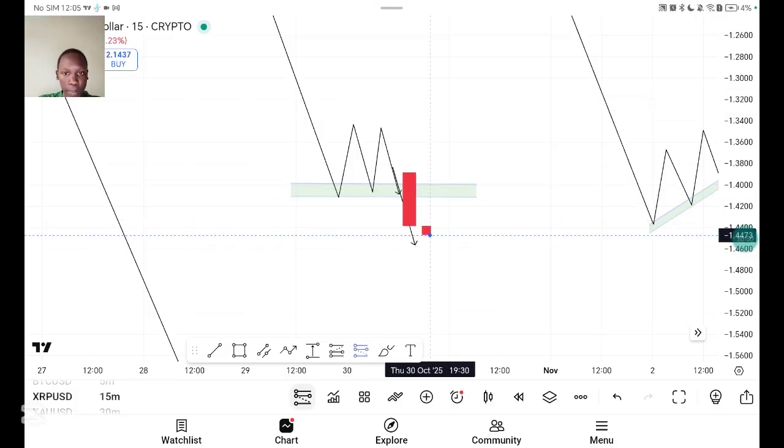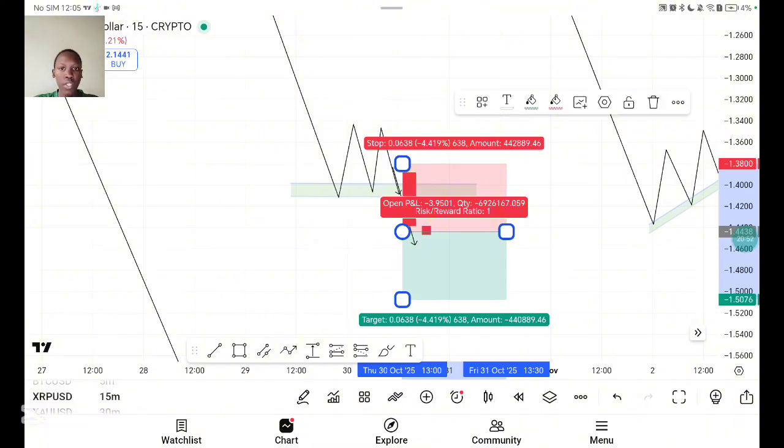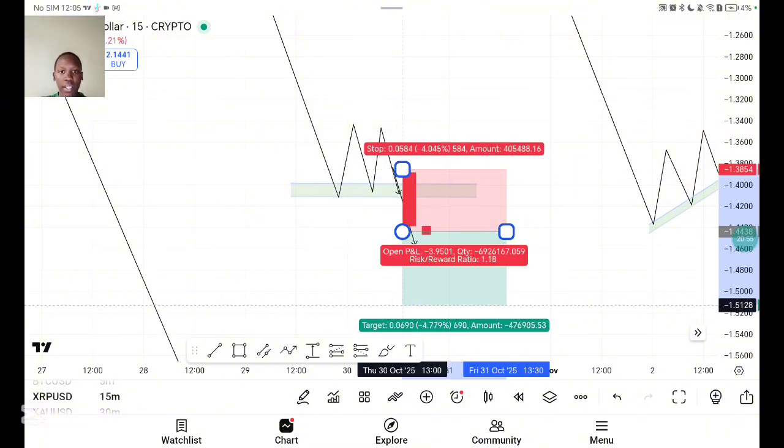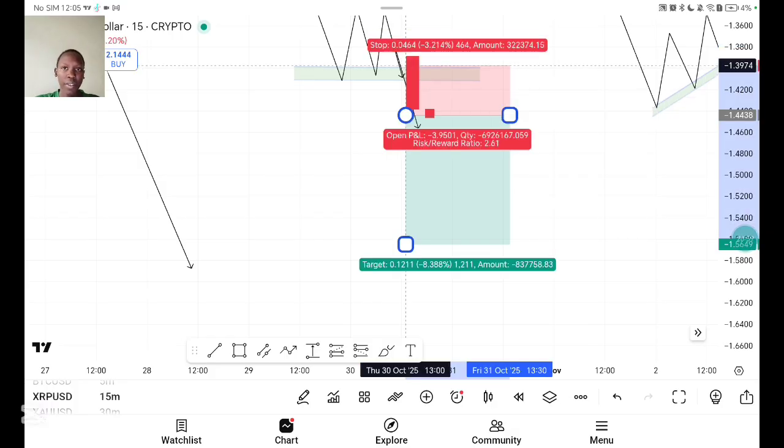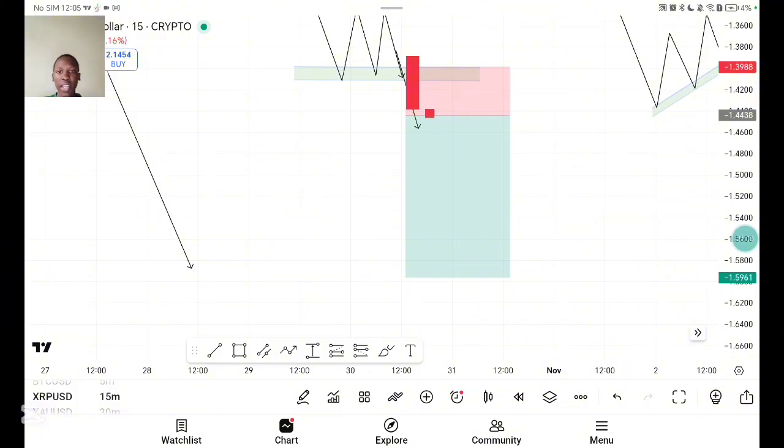enter yourself from here. You put your stop loss below it there, or 1 to 3 risk to reward. If not, to be safe, you put it below here. If not, you put it below the zone, then you aim for 1 to 3. Then at the end of the day, boom, TP hit.